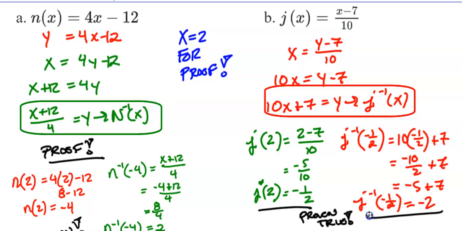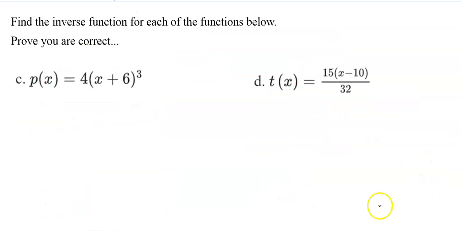So that's all we're doing. Okay, so here we've got this. And this is what we have for original function. So we want to try to find the P inverse. So this is just y is equal to 4 times this whole quantity, x plus 6, and then we cube it. And so we want to find the inverse for that.